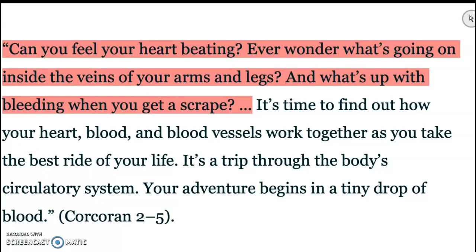Here is the hook. Questions can be great hooks as they get people thinking and interested. Can you feel your heart beating? Well, yes, I do feel my heart beating. Yes, I do wonder that. I'm like, man, I can't wait to read the rest of this book and get answers.